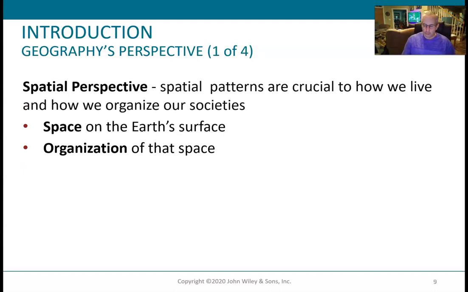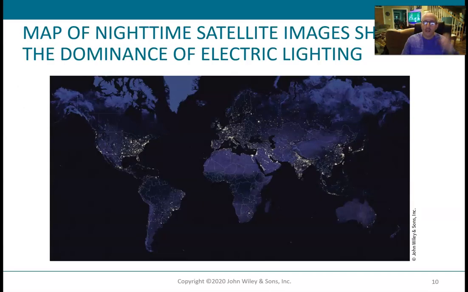So spatial perspective, I'm not going to spend a lot of time on this. I've kind of already discussed this. This map is a typical map that you would see. You can see this X on Google Earth. If you do a world view and do the night view, you can see this is a night view of the planet with lights that reflect light into space. This is what the satellites pick up when looking at light.